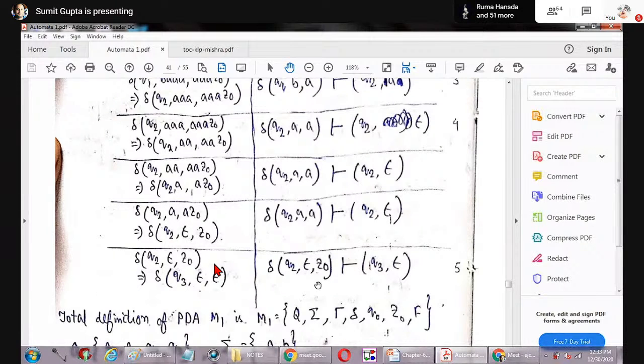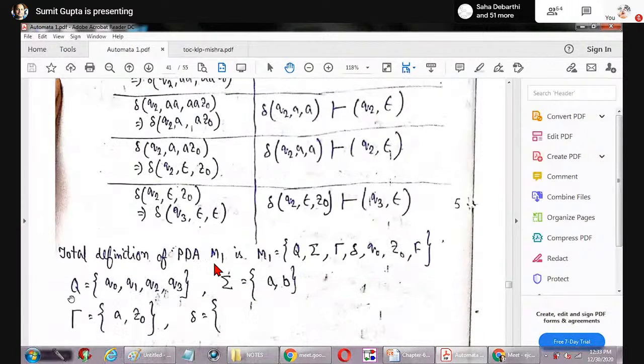So finally Q2 epsilon Z0 will give me Q3 epsilon, a new state with all the values empty in the push down store. So it is now Q3 epsilon epsilon. This one is an extra state to just remove the extra initial symbol in the push down store. That's why we have used this particular transition function. So what is the definition of PDA now?